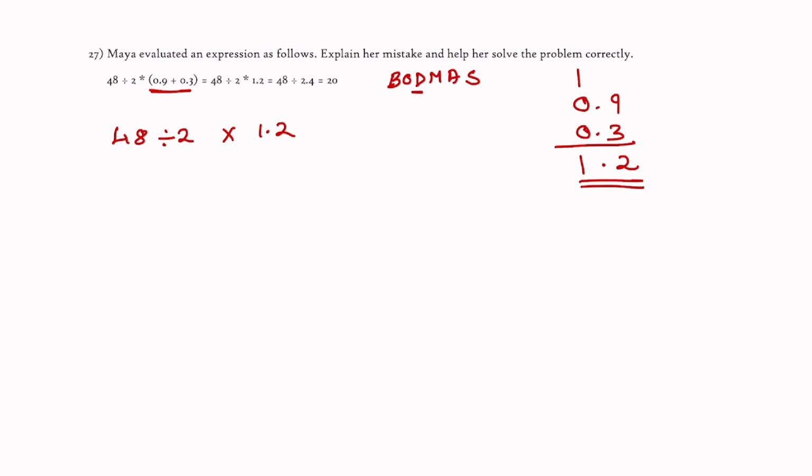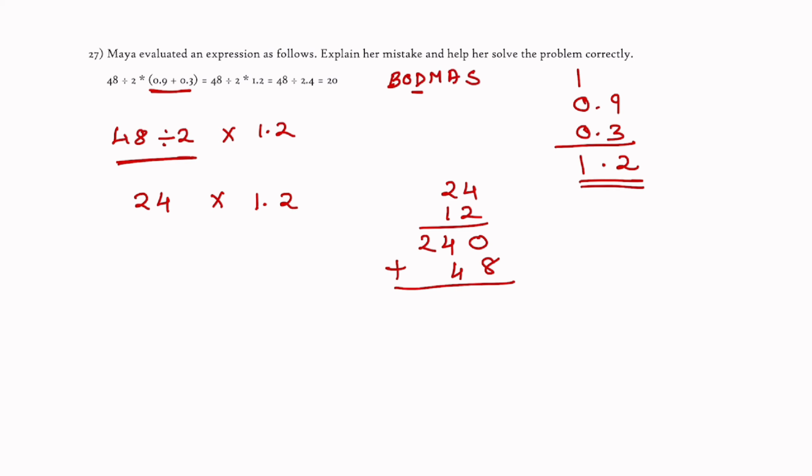Now what comes first? Division. So we are going to solve this part, which is 24 times 1.2. And the answer for this is 24 times 12, which is 288, with a decimal here, as we have 1 decimal digit here, so 28.8. That's the answer. Let's check Maya's answer.